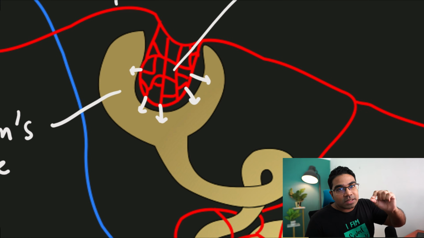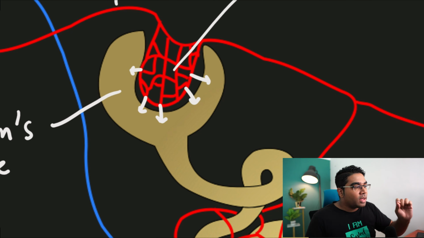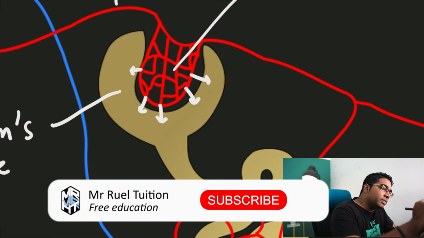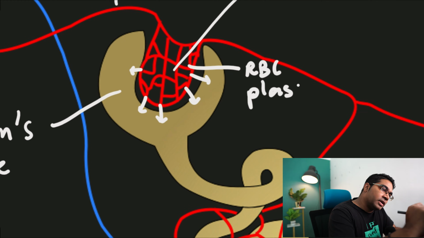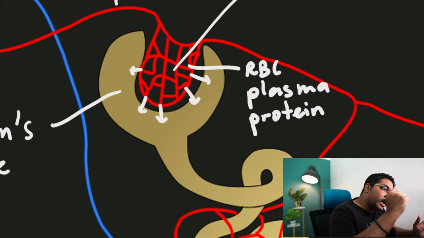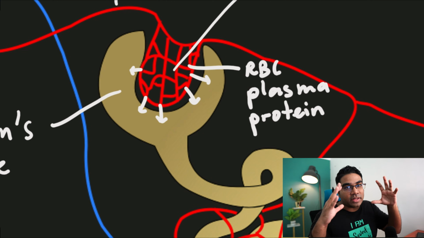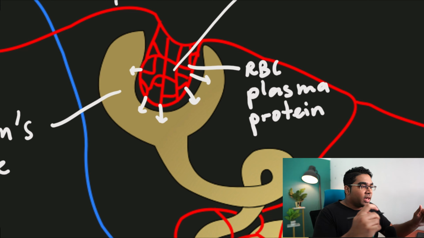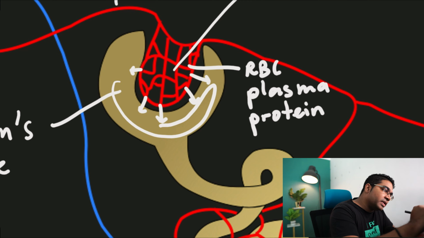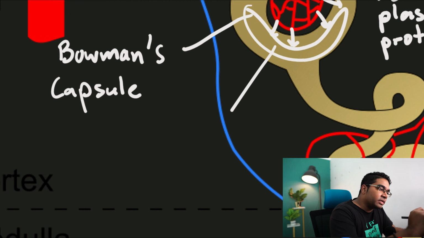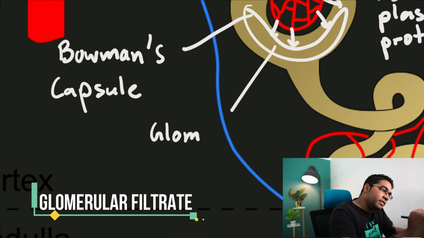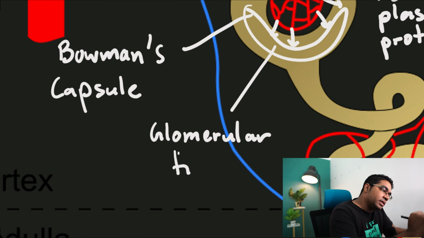And the only particles that are not small enough to pass through are the RBC, the red blood cells, as well as the plasma proteins. These particles are too large to be filtered, and therefore they will remain in the blood. But everything else from the blood, that is all the contents of the plasma, comes out. And whatever has been filtered is the filtrate. This filtrate has a special name. This is known as the glomerular filtrate. This is what happens after ultrafiltration.